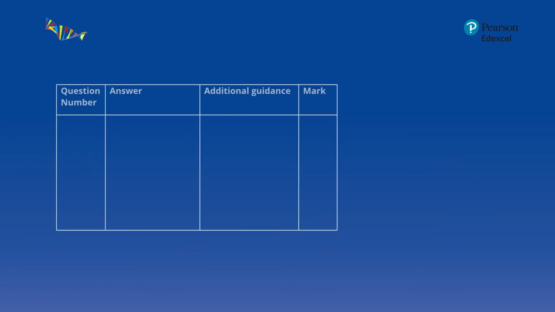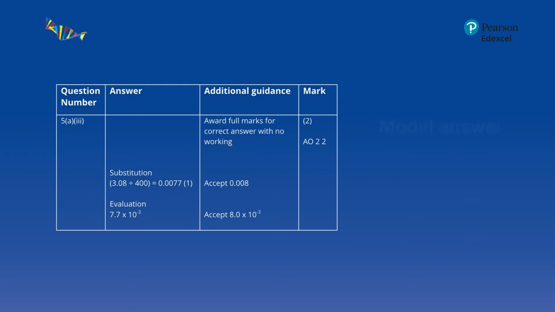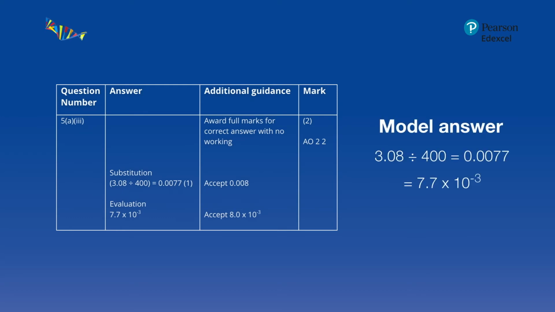Here is the mark scheme for 5A3. Here's an example of a 2-mark answer. If you have a look, the candidate did show their working. First they calculated the width, and then in the second step they converted their answer to standard form. So they've gone from 0.0077 to 7.7 times 10 to the minus 3. It's a really good idea to practice converting numbers to standard form.